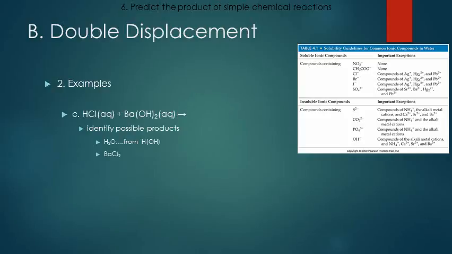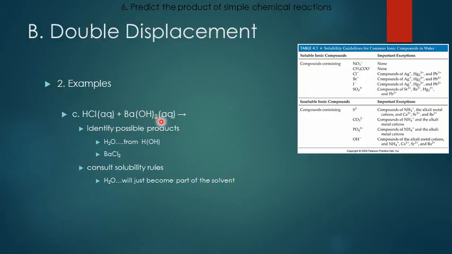The other possible product would be barium chloride. So now we need to figure out the solubilities. Water, H2O. You notice it's not listed over here. You might think, well, is water soluble? Well, water isn't soluble or insoluble in water. It just joins with the rest of the water molecules. In other words, this H2O that gets formed will just become part of the solvent that's already there.